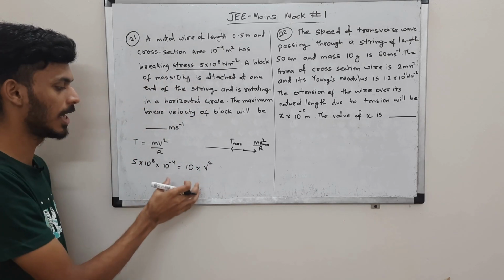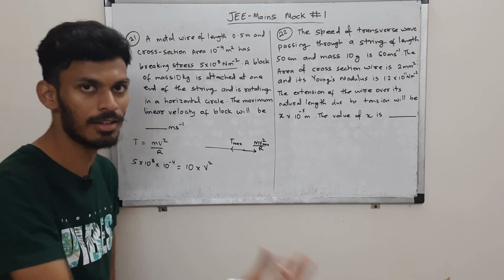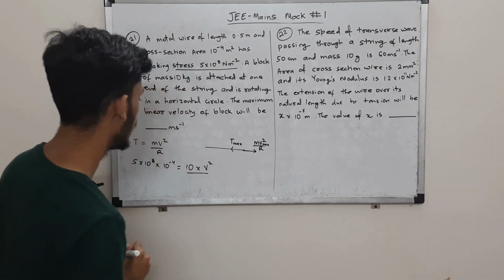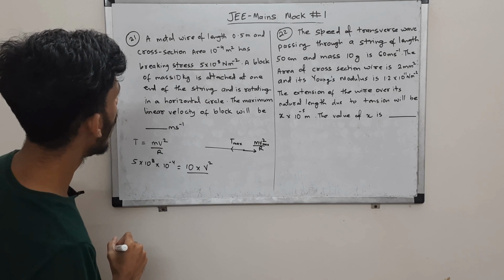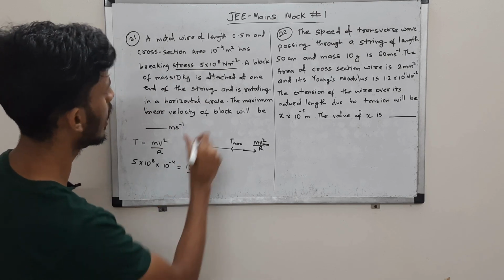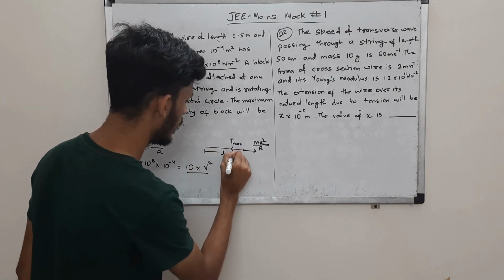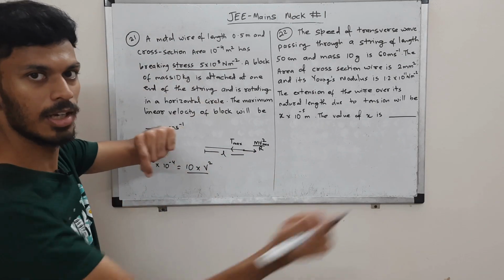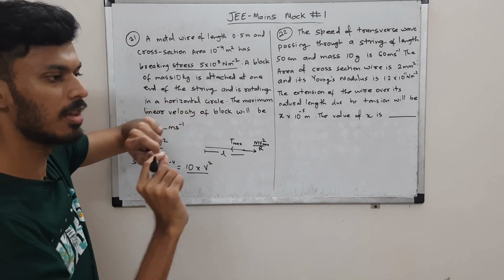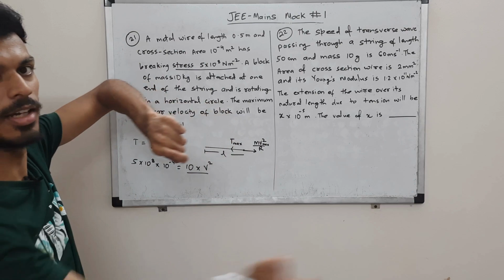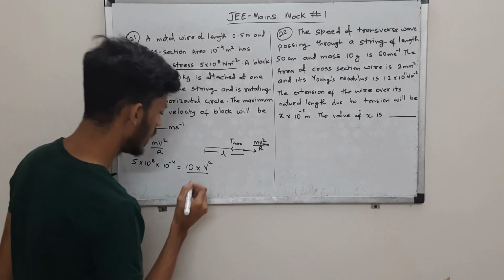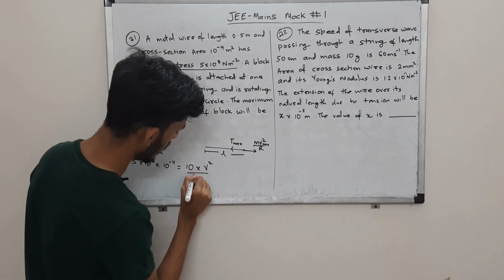So this is the maximum tension, so for that the velocity will be maximum, right? That is what we are supposed to find. And r is nothing but the length of the wire, right? We are going to rotate it in that horizontal circle. That will be the length of the wire, right? So of course the radius is nothing but the length itself of the wire.